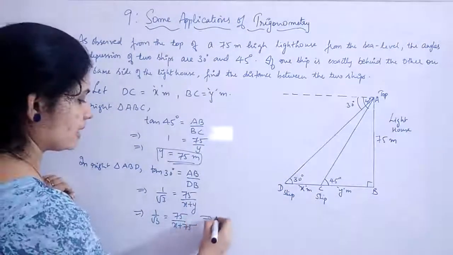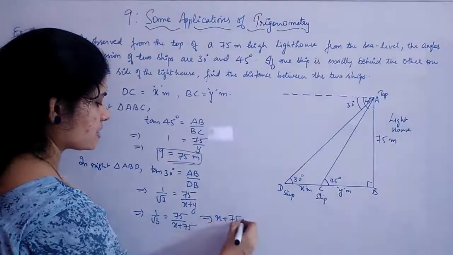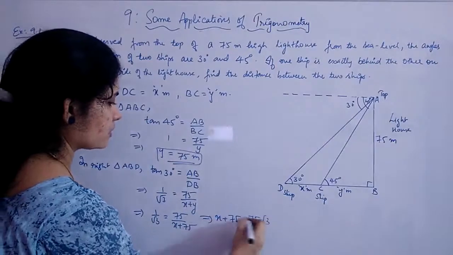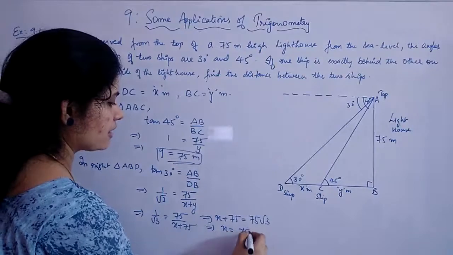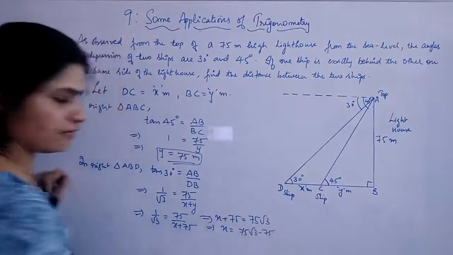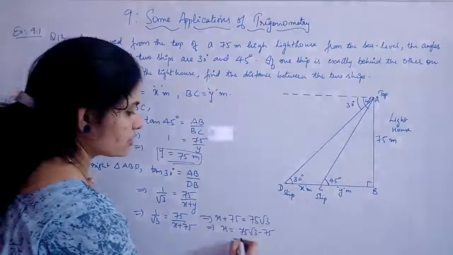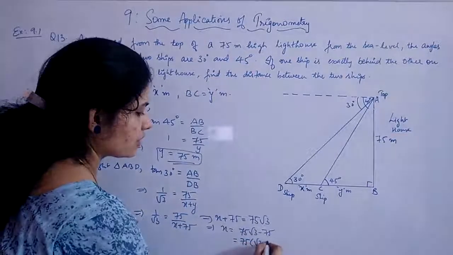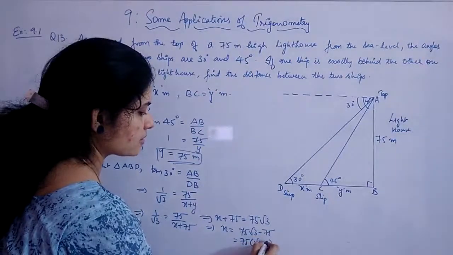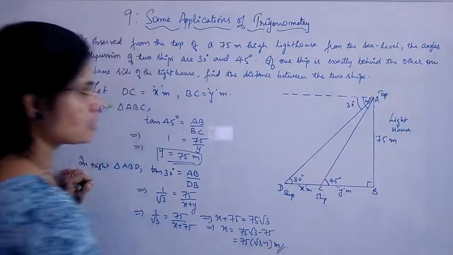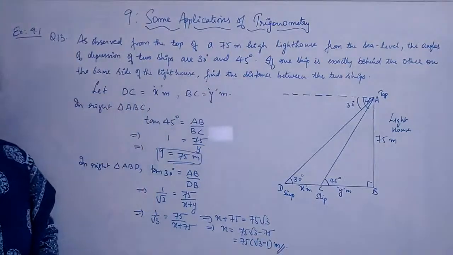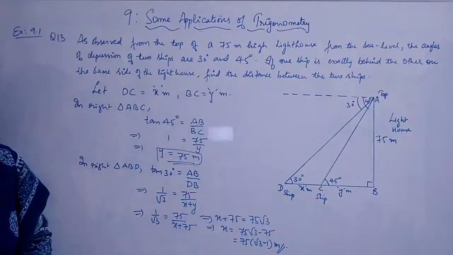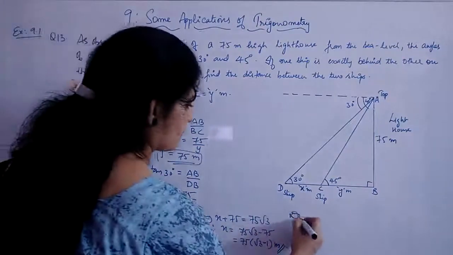Now cross multiplying you will get X plus 75 is equal to 75 root 3, which will give you X is equal to 75 root 3 minus 75. That is equal to 75 into root 3 minus 1 meters. So X is the distance between the two ships. Therefore, the distance between the two ships is 75 into root 3 minus 1 meters.